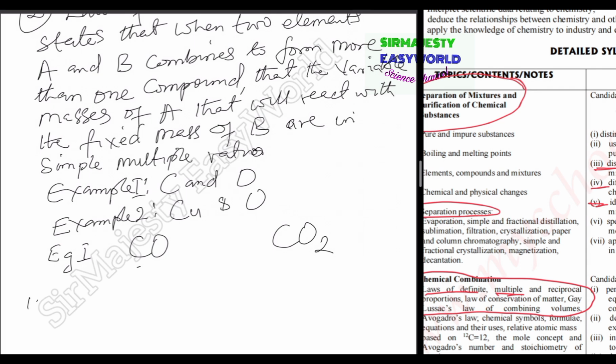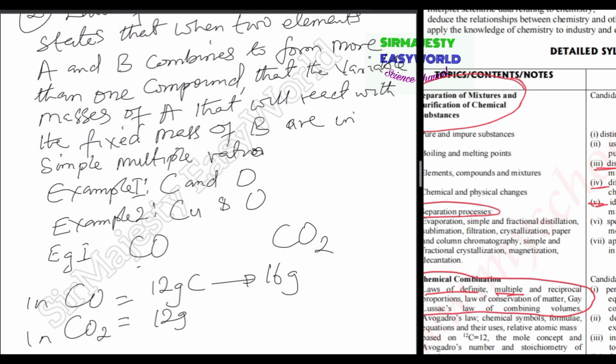Let us do the mass. In CO, what is the mass? 12 grams of carbon reacted with 16 grams of oxygen. Then in CO2, we have the same 12 grams, that is the fixed mass, now combined with what? Oxygen here is 2 in CO2. So 2 times 16 is 32 grams. So the law is trying to tell us now that the variable masses of the second element are in simple multiple ratio.